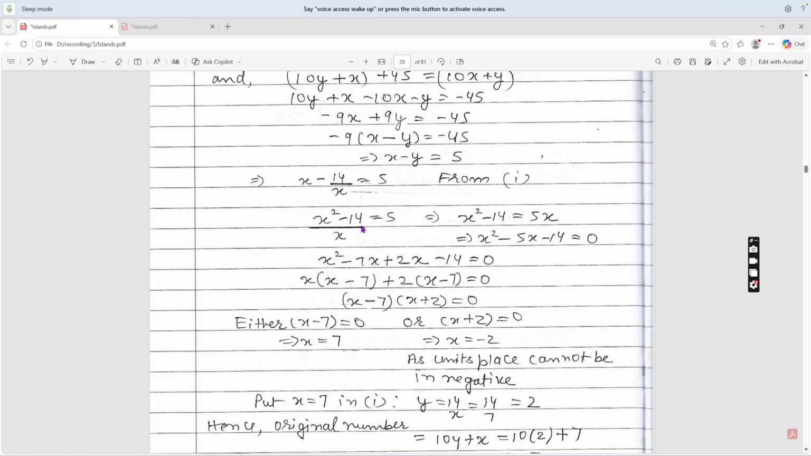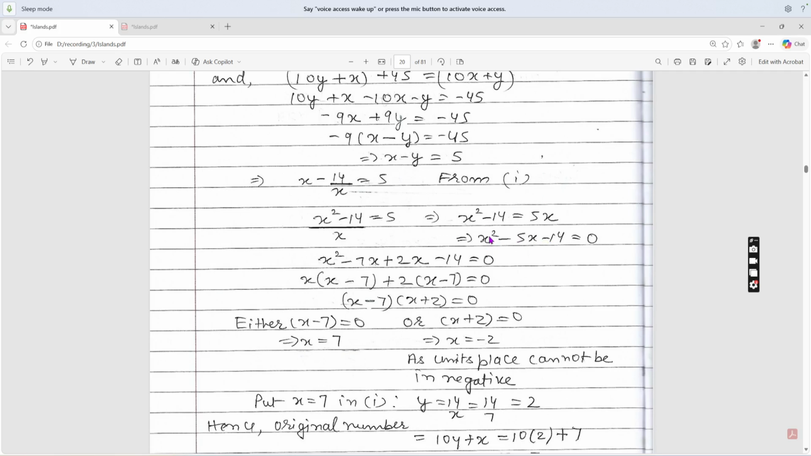Now we are going to cross multiply. x square minus 14 is equal to 5 into x, that is 5x. Now we are shuffling it. We are taking this 5x from RHS to LHS. So we get x square minus 5x minus 14 is equal to 0. This is the turning point. I am telling you, dear learners, this is the turning point. It is the first question in linear equations in which we are going to solve a quadratic equation, or we can say the linear equation question is going to be sorted out through a quadratic equation in this way.